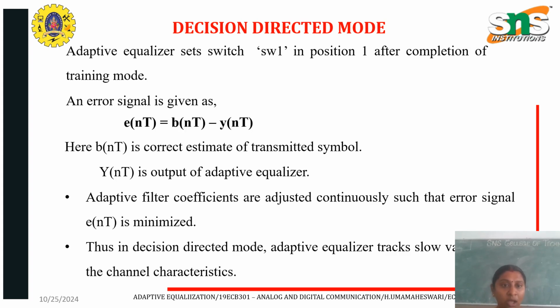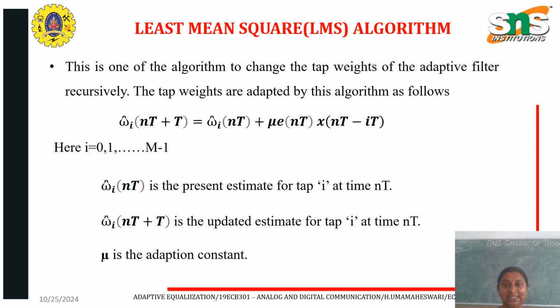Decision directed mode. Here, when switch 1 is in position 1 after the completion of training mode, an error signal is given as e(nT) equals b(nT) minus y(nT). Here b(nT) is the correct estimate of the transmitted symbol, and y(nT) is the output of the adaptive equalizer. Adaptive filter coefficients are adjusted continuously such that the error signal e(nT) is minimized. Thus, in decision directed mode, the adaptive equalizer tracks the slowly varying channel characteristics.